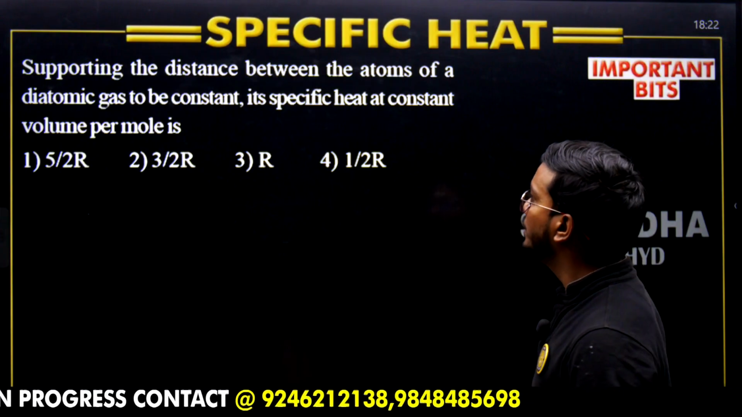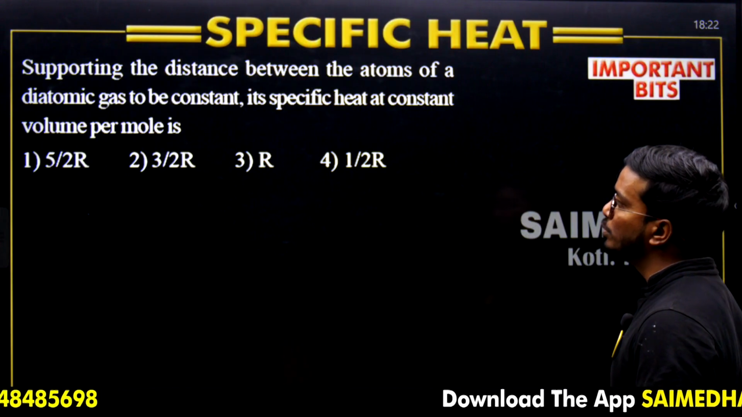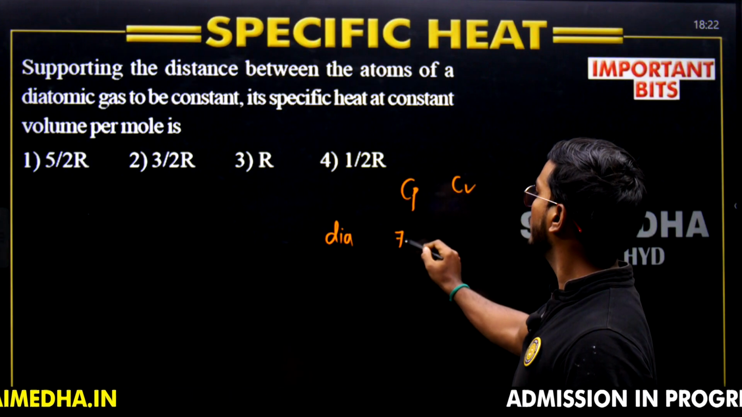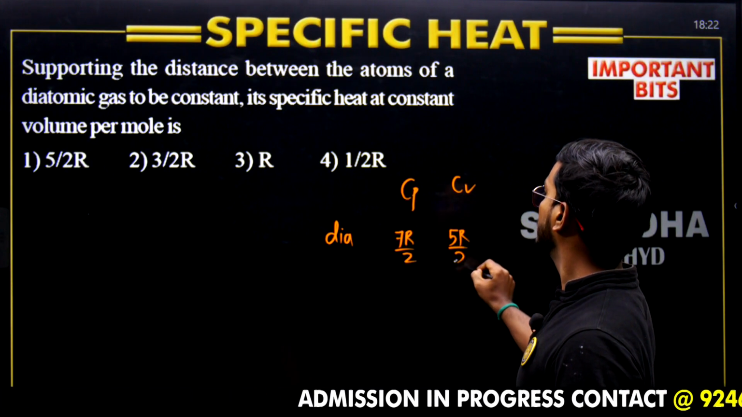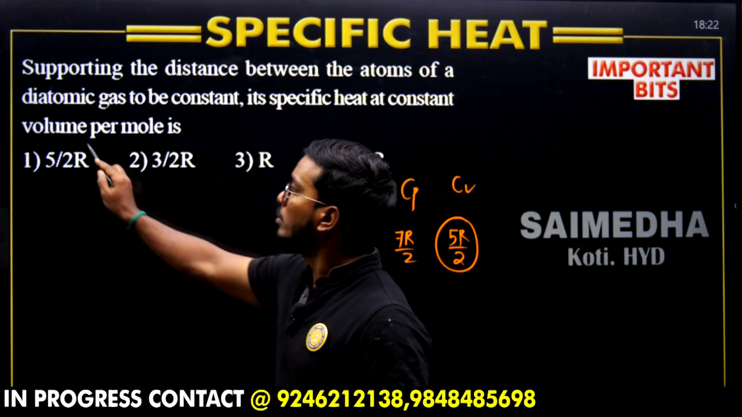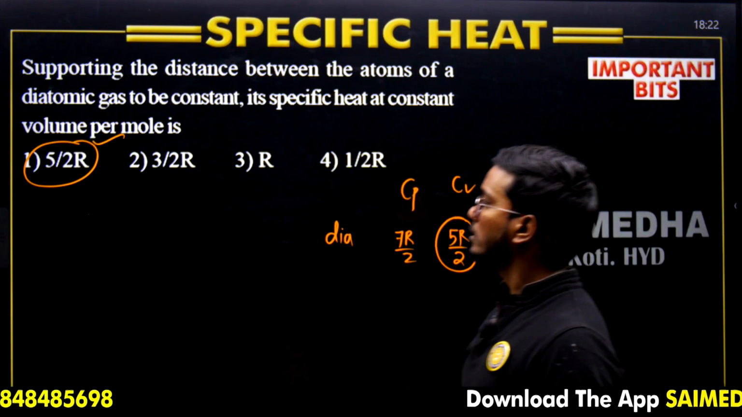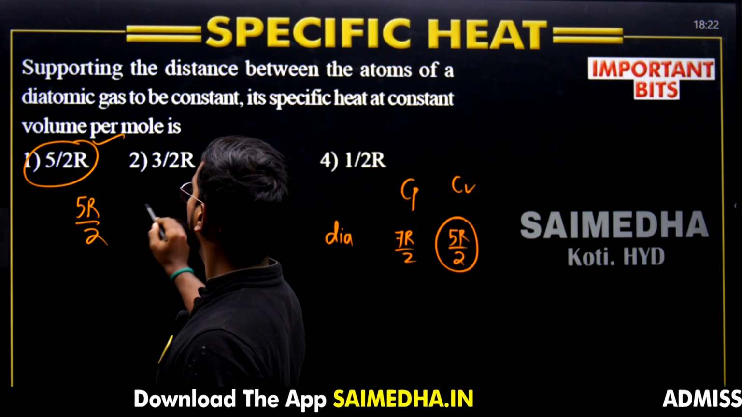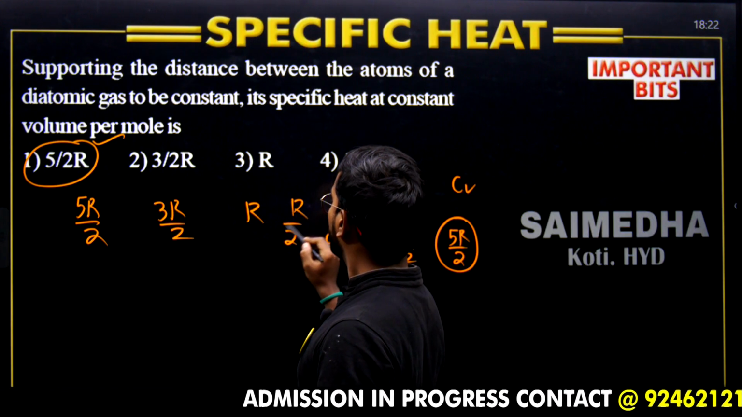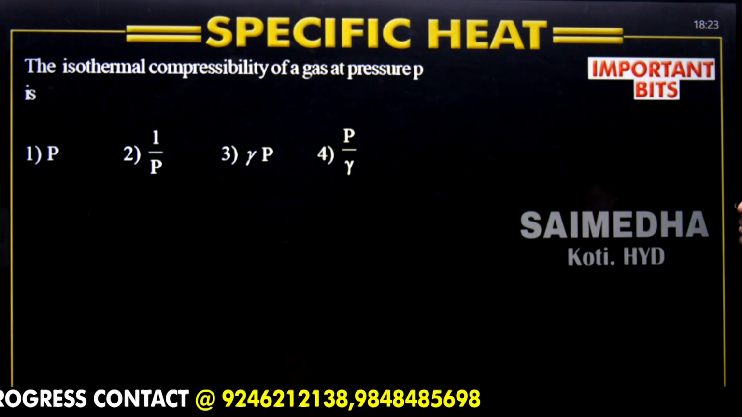Supposing the distance between atoms of a diatomic gas to be constant, its specific heat at constant volume is, diatomic is asked now. You know the Cp and Cv values for diatomic: 7R by 2 and 5R by 2. At constant volume is asked, so the correct answer is 5R by 2. The R should be in the numerator, like 5R by 2, 3R by 2, R or 1 by 2 R. Moving on to the next question.